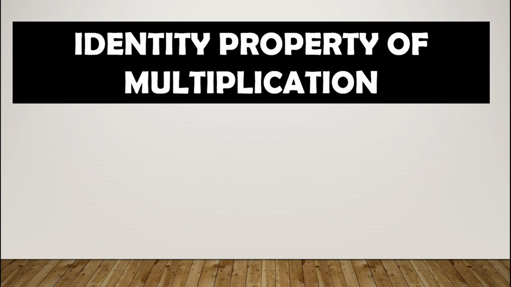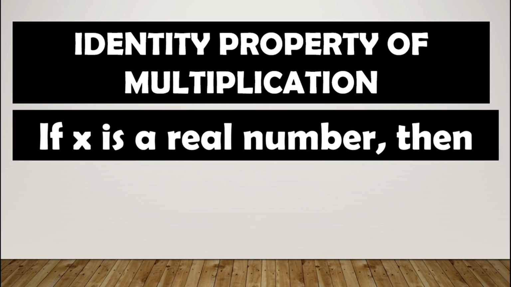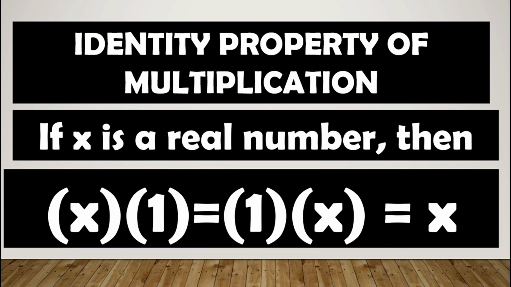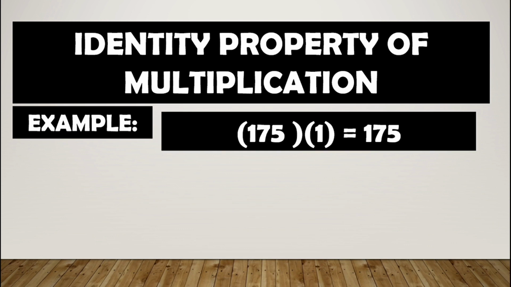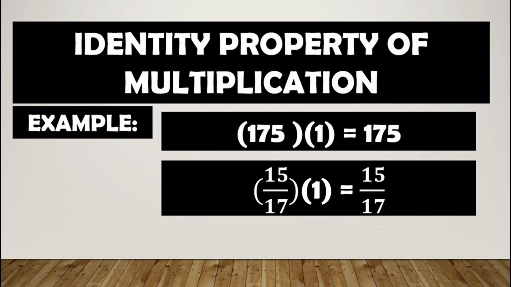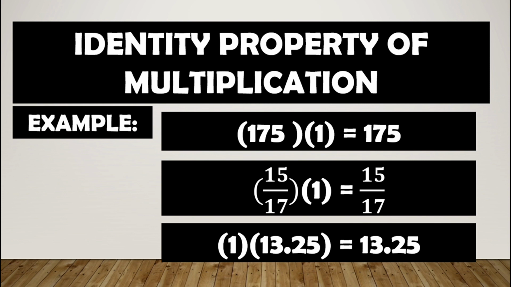Identity property of multiplication. If x is a real number, then x times 1 equals 1 times x equals x. Example, 175 times 1, the result is 175. 15 over 17 times 1, the result is 15 over 17. 1 times 13 and 25 hundredths is equal to 13 and 25 hundredths.